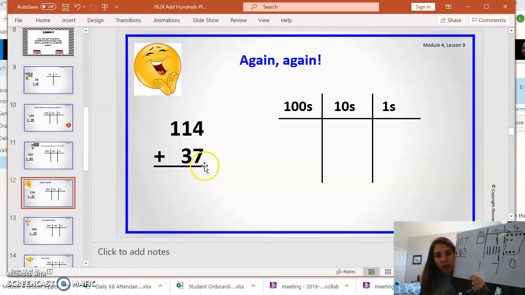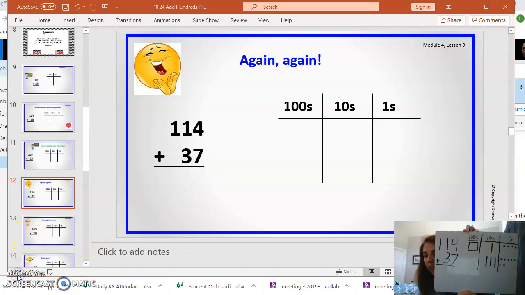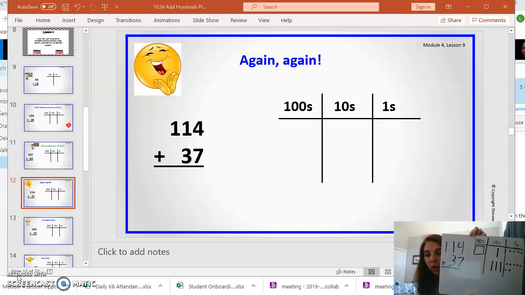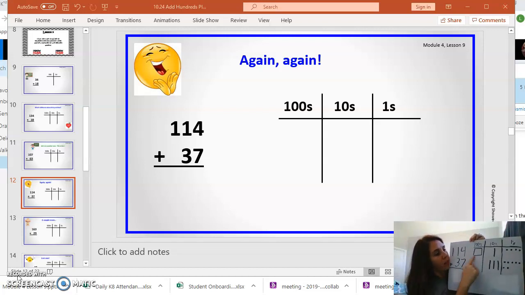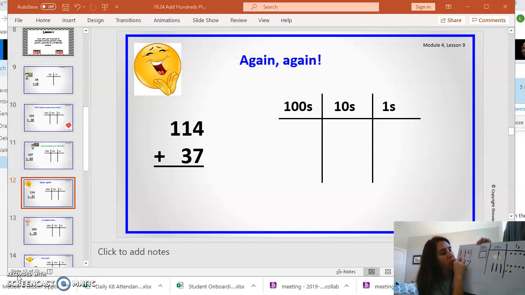Again. 114 plus 37. Go ahead and set your boards up. I've set my board up. 114 plus 37. I have 1 in my hundreds, 1 in my tens, 4 ones. 114 plus 37. That means 3 tens, 7 ones.